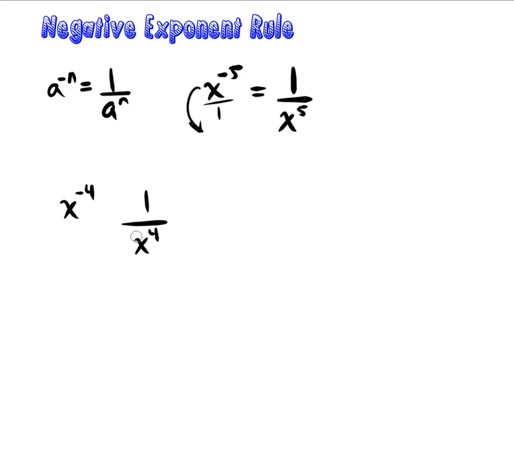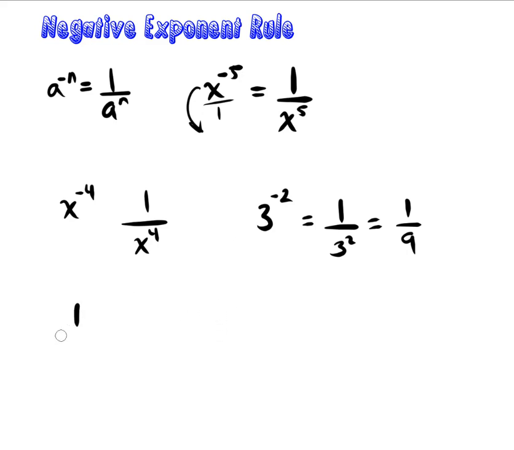Does that make sense? So another example would be if I had, let's say, the number 3 to the negative 2. What that's telling me is it's the same thing as 1 over 3 squared, which is the same thing as 1 over 9, because 3 times 3 is 9. Okay? So that's what the negative exponent rule says. It says that wherever it is, you can flip it to the other side. But here's another cool thing.